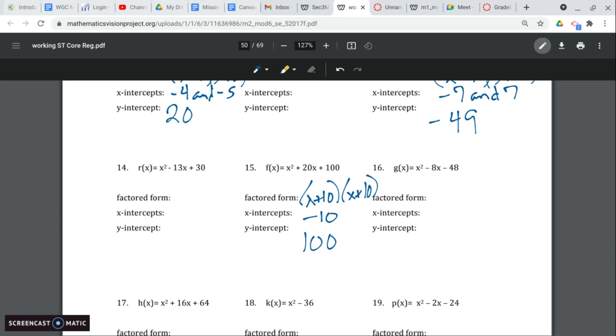So that's what you guys will be doing for these. Find the thing that multiplies to give you your c value, adds to give you your b value. Then write out your intercepts.